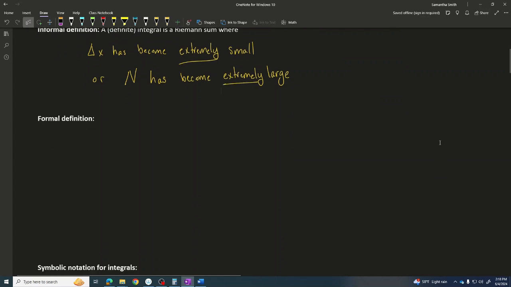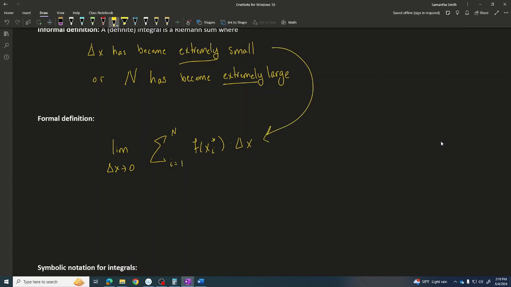Now, if you wanted to be very careful and formal, then the Riemann sum could be understood using limits. If you wanted to do a formal definition of a definite integral, I would say that the definite integral of a function can be obtained by taking the Riemann sum and then taking a limit of that Riemann sum as delta x gets very close to 0. That would be the formal symbolic way of saying what we've said in words up here.